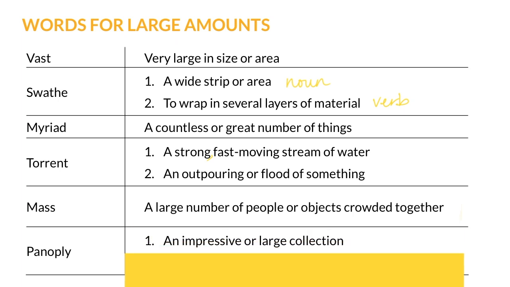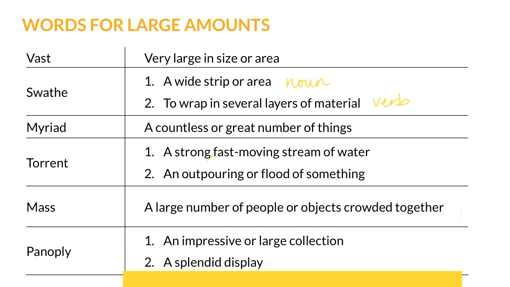So let's write down the definition. Panoply is an impressive or large collection. So if you collect something, you may show someone your panoply of football cards even, if it's a very impressive collection and a very large collection. And then it can also mean a splendid display. So something that is exciting to see, a display of lots of different things. All right, so before you go on to the next part of the video, make sure you've written down those definitions, and remember you can pause, and then let's get into our pictures.